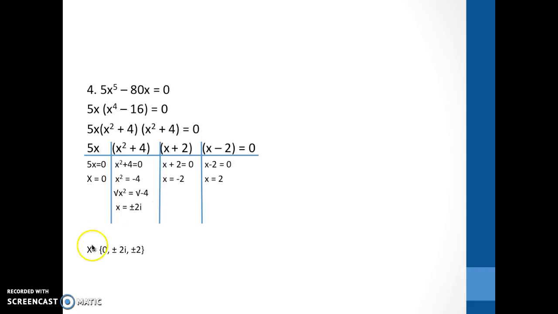And here is our solution set. We have x equals 0, plus or minus 2i, and plus or minus 2, because we have both a negative and a positive 2 as our solution. Now, will you try numbers 2, 3, and 5 through 10 on your own?